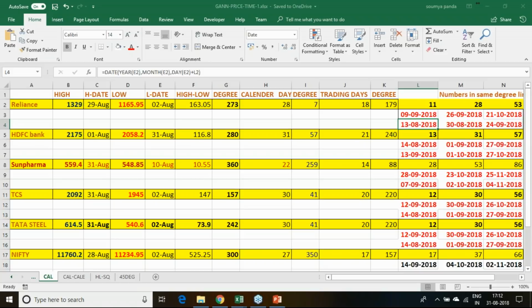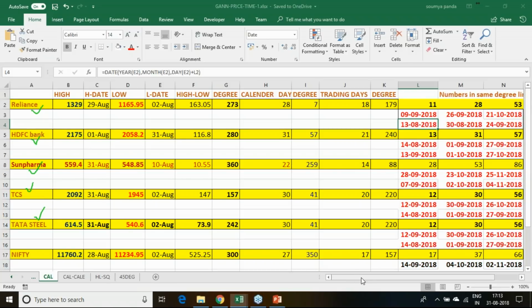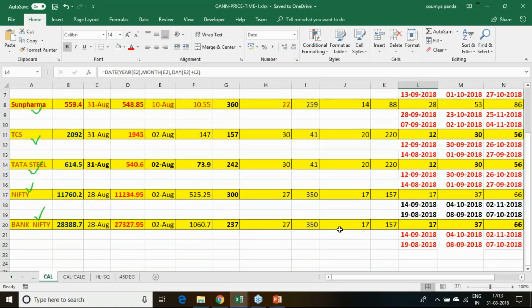And you need to remember one rule. If any of these days is a trading holiday, or falls on a Saturday or Sunday, the preceding day, the previous working day, or the succeeding day, the next working day, will act as the trend change date. This is the simple method. Based on that, I have calculated Reliance, HDFC, the same set of stocks: Sun Pharma, TCS, Tata Steel, Nifty and Bank Nifty also. So keep a note of all these dates, or you can take a screenshot and save it. These are the days we are expecting the trend change to happen.